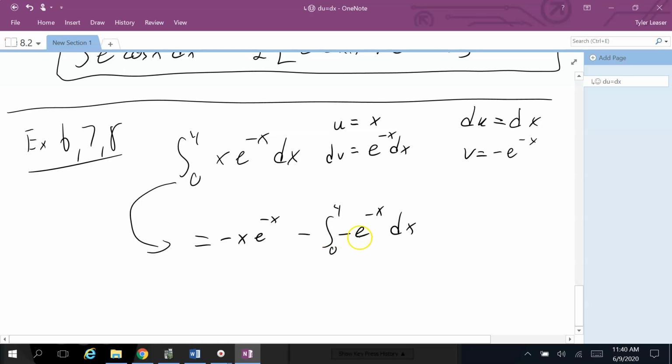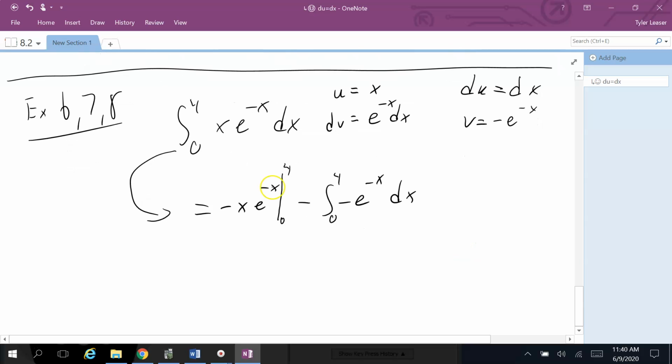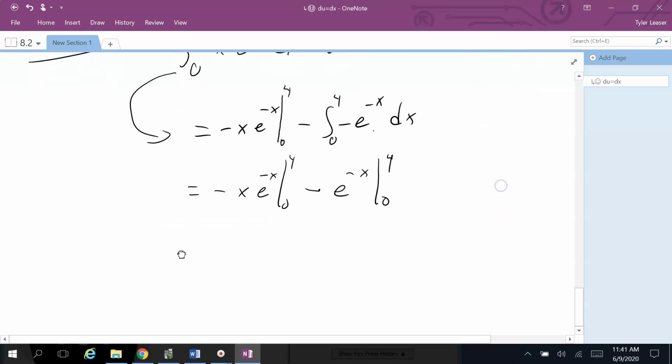But not only does this integral have the limits, but this first half of the antiderivative also needs to be evaluated from 0 to 4. It's up to you when you want to do that. You could go ahead and do this now, plug the 4 in minus plugging the 0 in, or you could wait to the end. I usually wait to the end. So I'm just going to copy down this first term. Distributing the negative signs is going to make this a positive, but then the antiderivative of e to the negative x is negative e to the negative x. This would also need to be evaluated from 0 to 4.